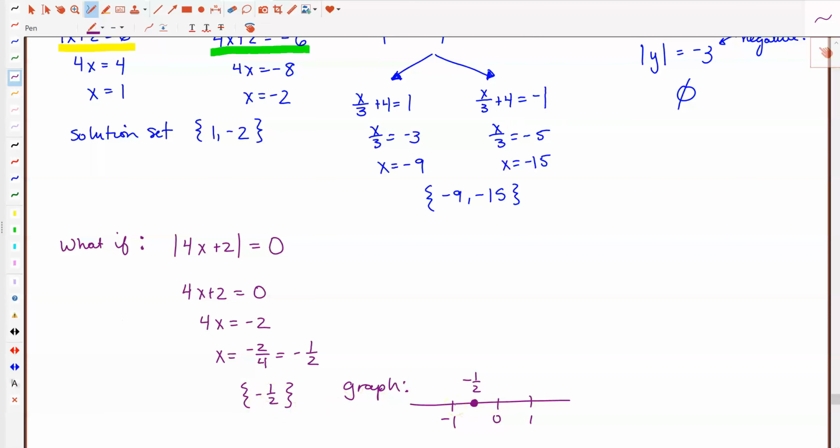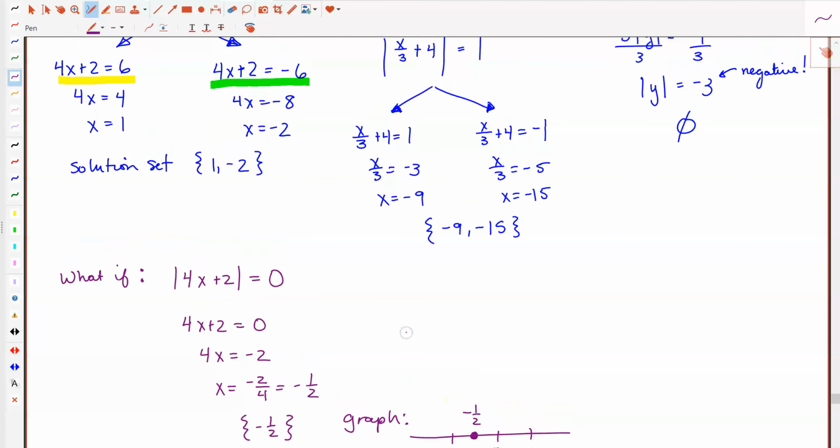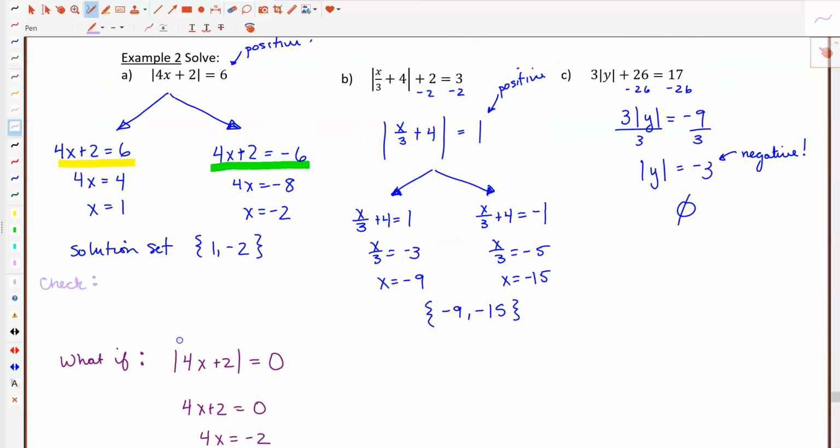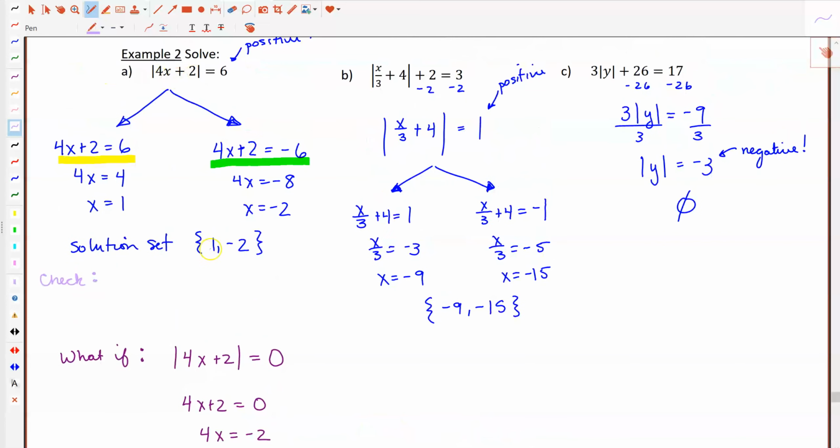but we really don't ask you to graph. The other thing I want to mention before we kind of wrap up these absolute value equation examples is just as a reminder, if you wanted to, you could check your solutions and make sure they work. Right? So the check is not mandatory, but it's helpful, especially if you're like, I don't know if I did that right. So if we come back up to our first example, our solution set was 1 and -2. Let's check those values and make sure that they work.